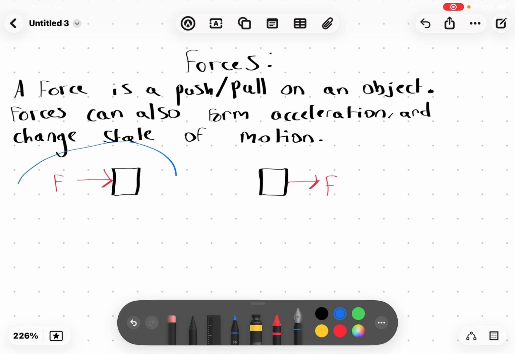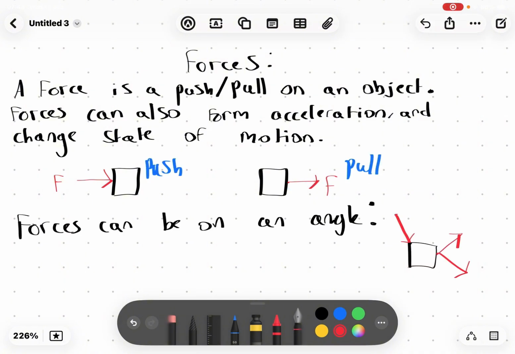So here we have two box situations, let's say. The force over here is pushing the box to the right. So if you see a force that ends towards the box, I guess, I don't know how to explain it, that's pushing it. And if you see a force like this that starts from the box, that means it is pulling it.